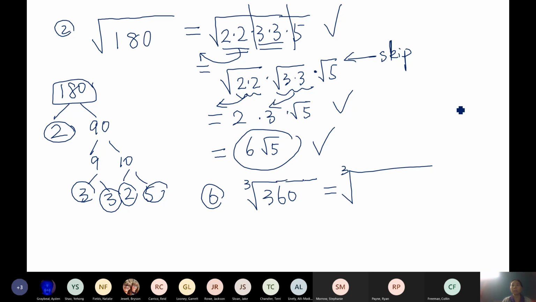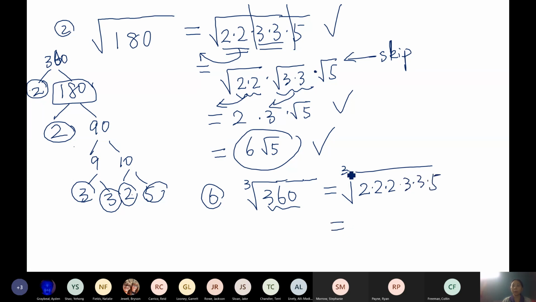So when we factor 360, I'm going to add one step here. 360 is 2 times 180, and 180 we can continue to break down like that. So we have an extra 2 there. We have 3 2s, 2 3s, and a 5. So after I factor 360, we get 2 times 2 times 2 times 3 times 3 times 5.